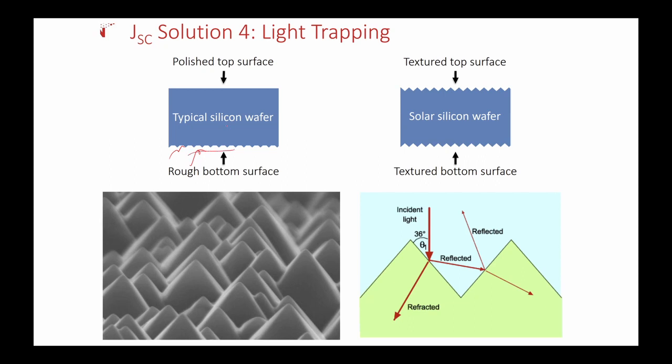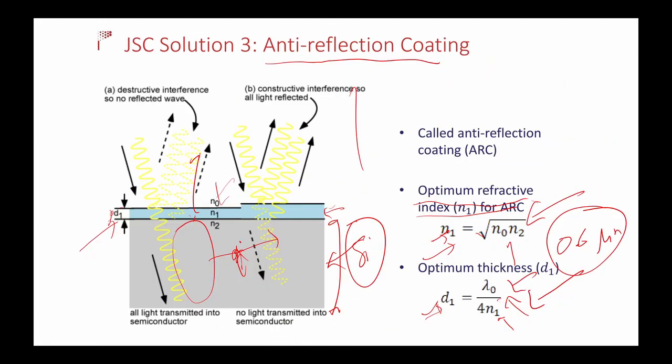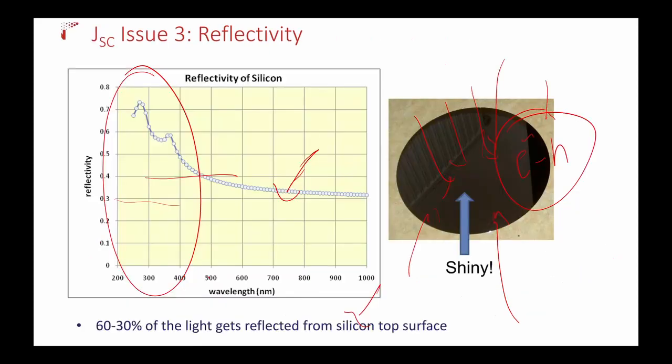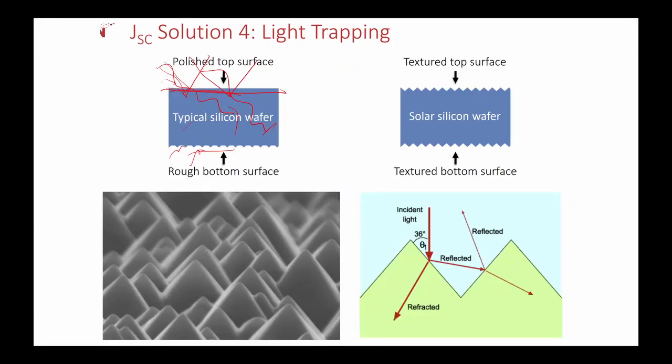This is the bottom surface, and light is coming from this direction. If it were flat, some of the light would get reflected back, that we have seen here. So some of the light is reflected back. To avoid that, we can do the surface texturing, and over that we can do this anti-reflective coating, ARC.